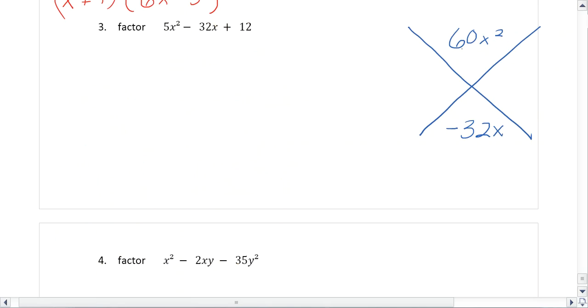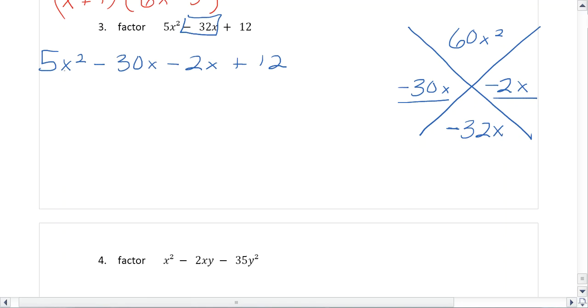proceed to the diamond. 5 times 12, 60x squared on top, negative 32x on the bottom. So now we have to think of two numbers that multiply to 60 and add to 32. And when I said the 32, then I could kind of see it, that 30 times 2 gives us 60. And in order to get negative 32, these would both have to be negative. So now let's do the substitution in the original, where we take out this negative 32x and we put in the two factors that we found in our diamond.